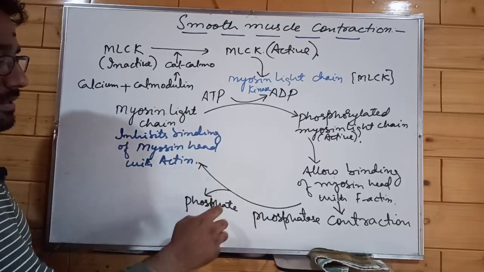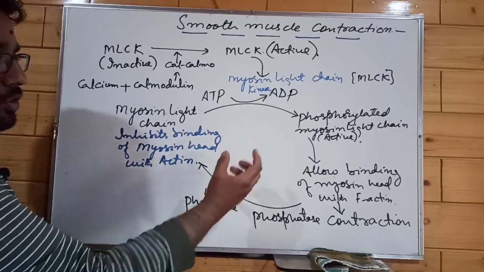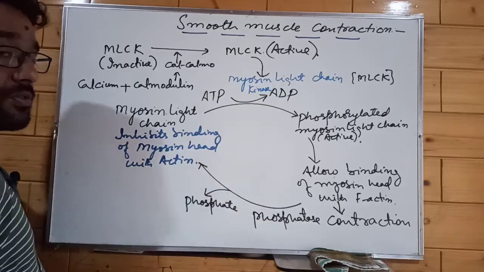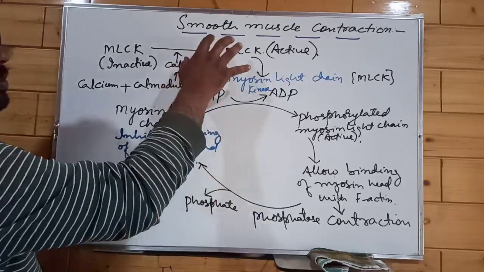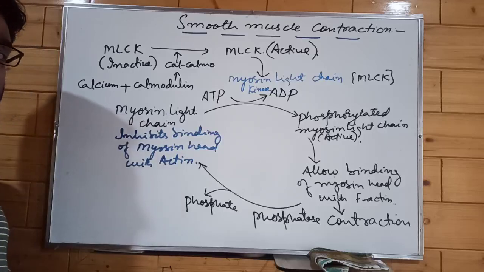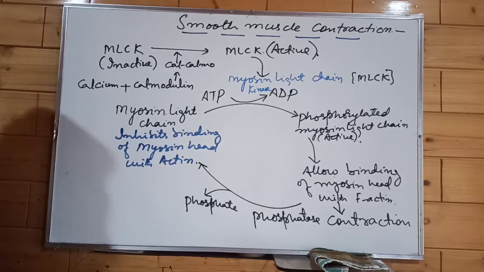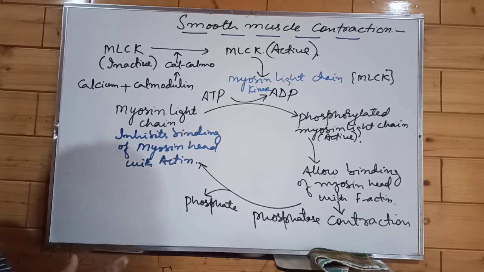And how is it done? The phosphate is to be removed, and what is going to remove the phosphate again? It is the phosphatase enzyme. So this is how smooth muscle contraction occurs in the smooth muscle. Hope your concepts are clear with the contraction of the smooth muscle. That is the core concept I have discussed.